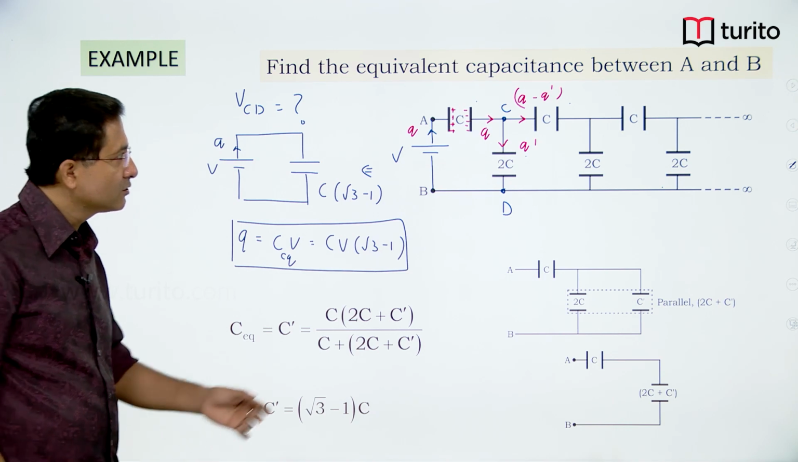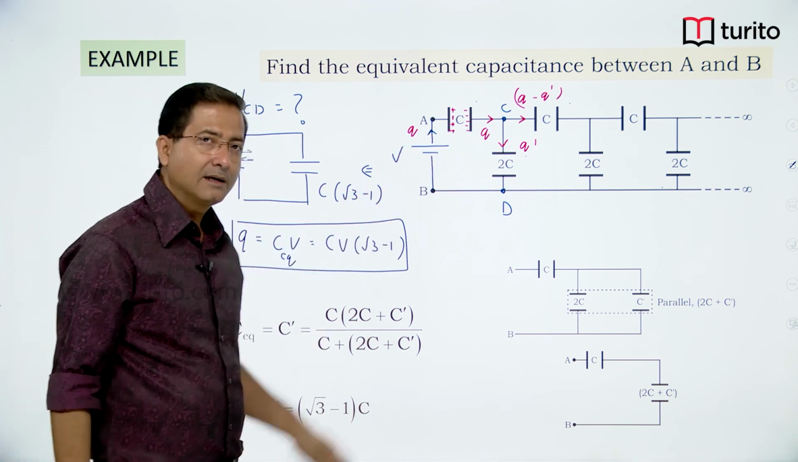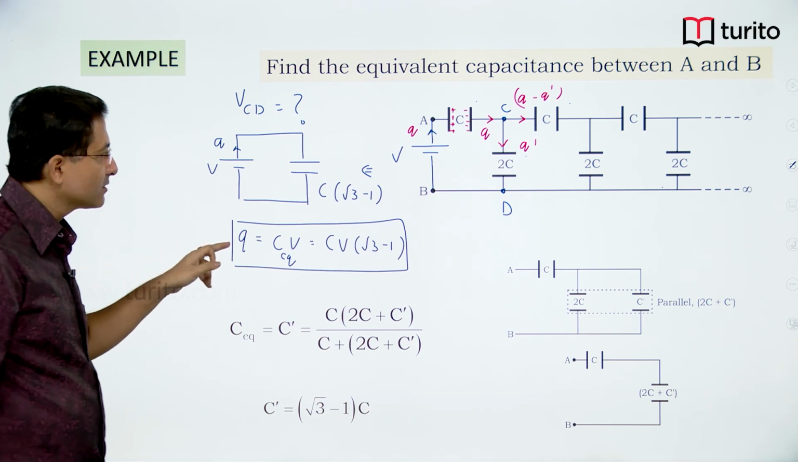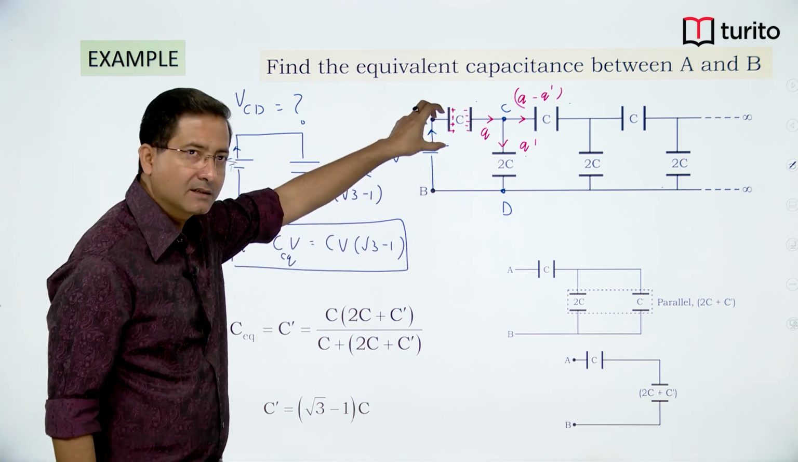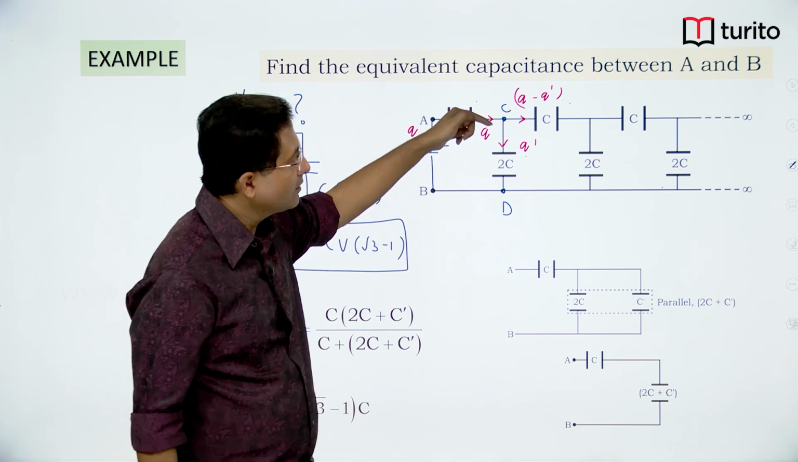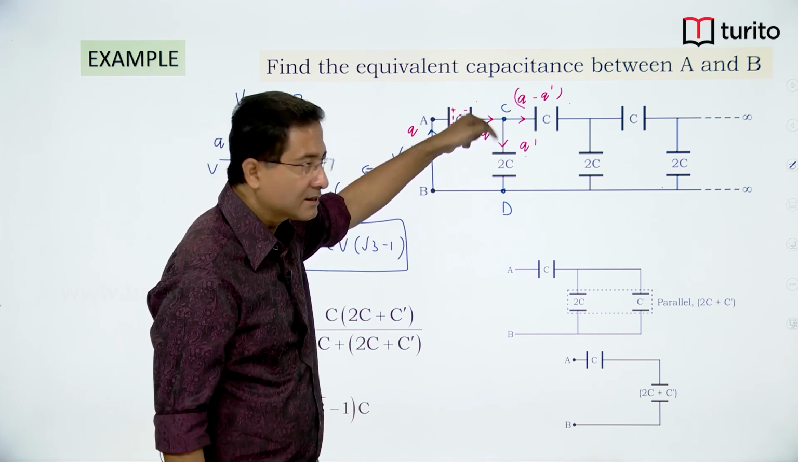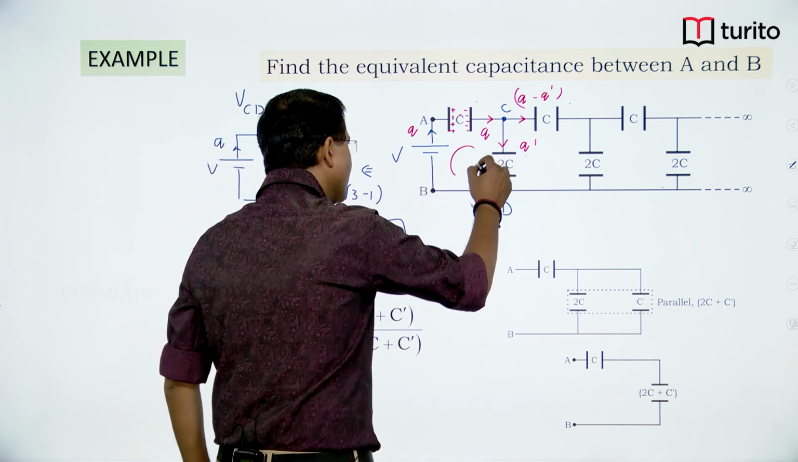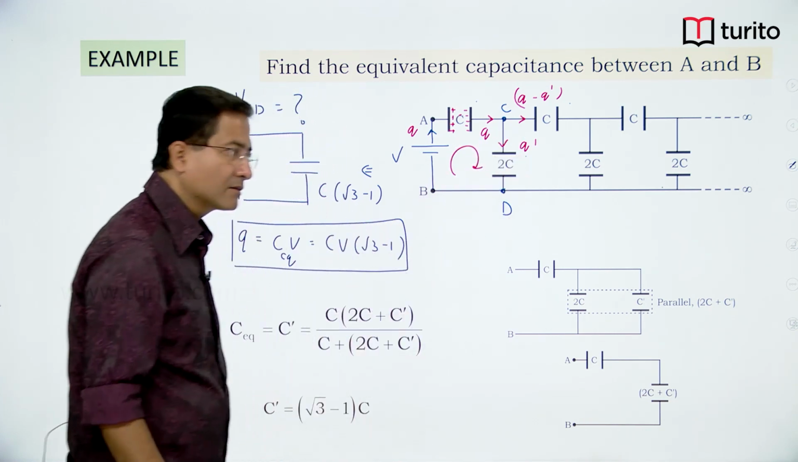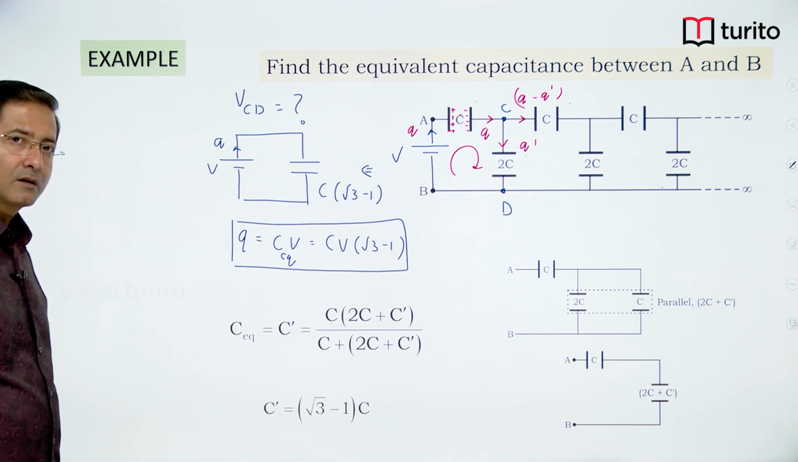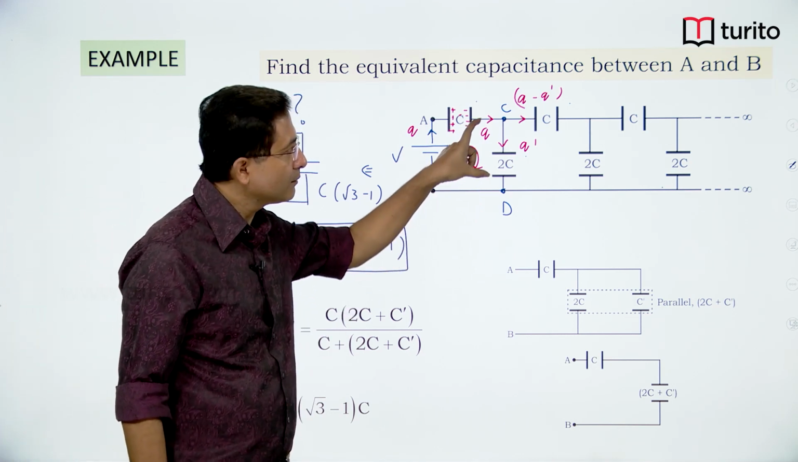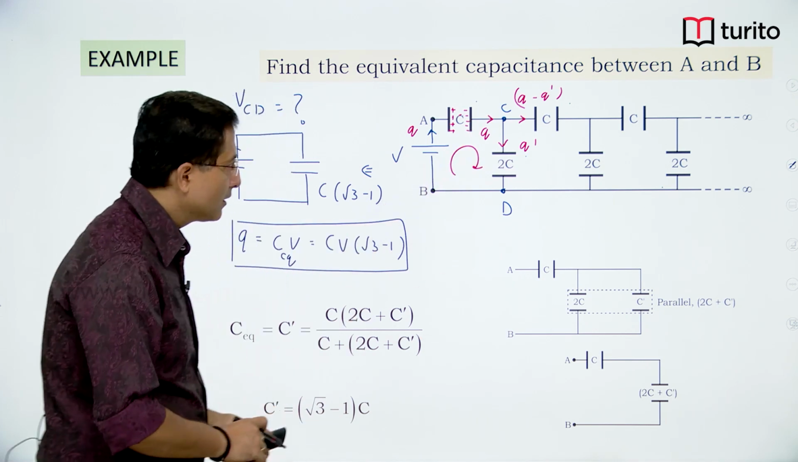Once I have the charge this capacitor carries, there will be a distribution: one part will go this side, another part will go this side. Applying Kirchhoff voltage law, I can find the potential difference. If you apply Kirchhoff voltage law here, you will get the potential difference across CD. Let us see.